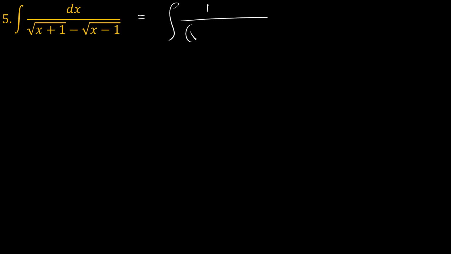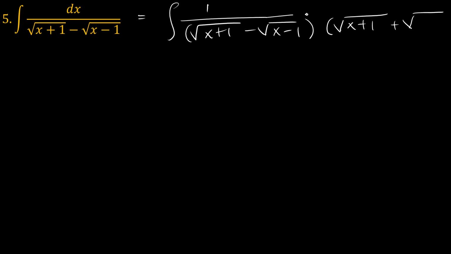So problem number 5 is the indefinite integral of 1 over square root of x plus 1 minus square root of x minus 1. So this is easy. We have square root of x plus 1 minus square root of x minus 1 in the denominator. How you'd solve this is you multiply the denominator by the square root of x plus 1 plus square root of x minus 1, and also the numerator, you do the same.